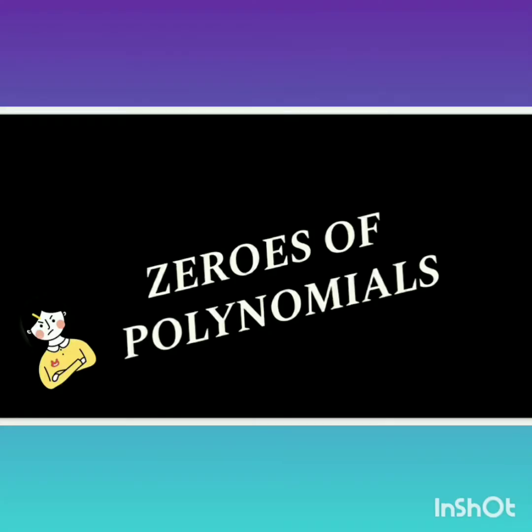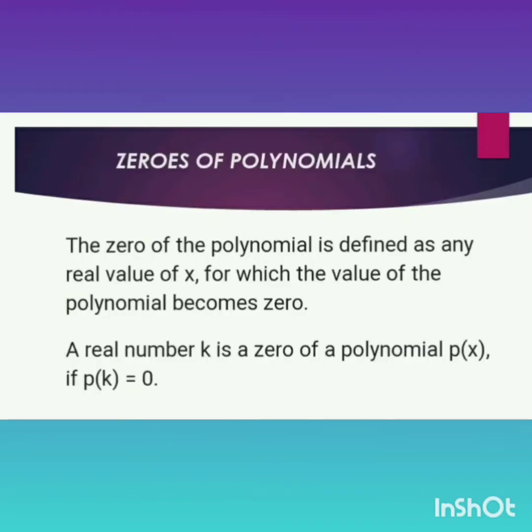Next topic is zeros of polynomial. A real number k is said to be a zero of polynomial p(x) if p(k) is equal to 0. In other words, we can say a zero of a polynomial is that value of the variable for which the value of the polynomial is 0. It means for finding the zero of a polynomial, we need to equate that polynomial to 0. Now you can see a few examples.